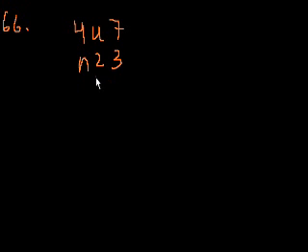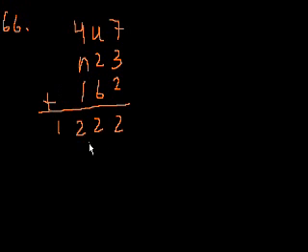Problem 66. I like this brownish color. All right, this reminds me of when, in middle school math competitions, 4U7 N, 2 3 1 6 2, and you add them all together. You get 1,222. And what they want to know, if n and u represent single digits in the correctly worked computation above, what is the value of n plus u?